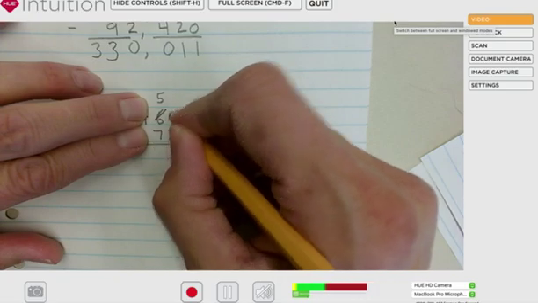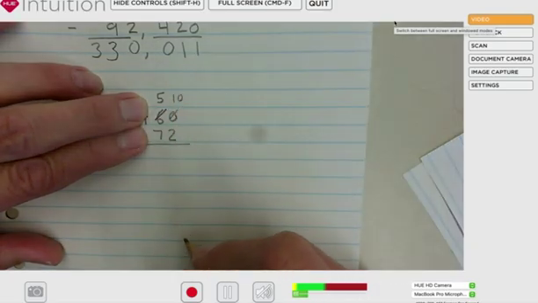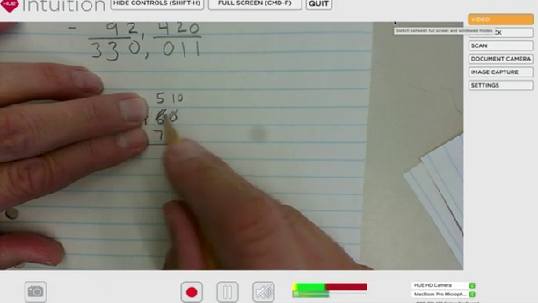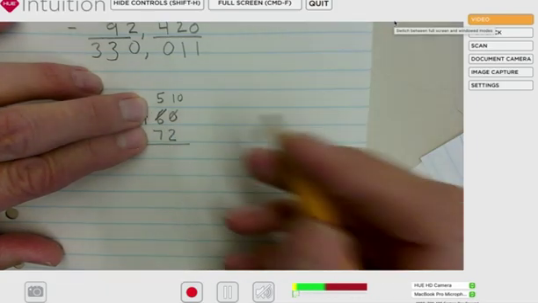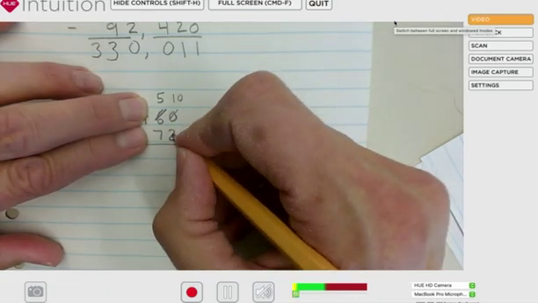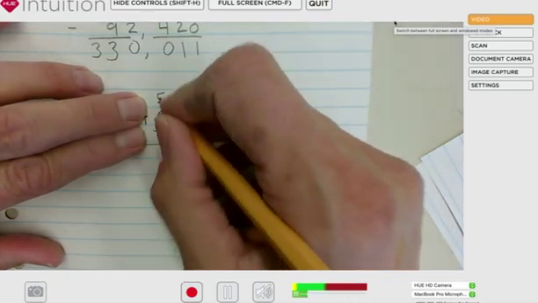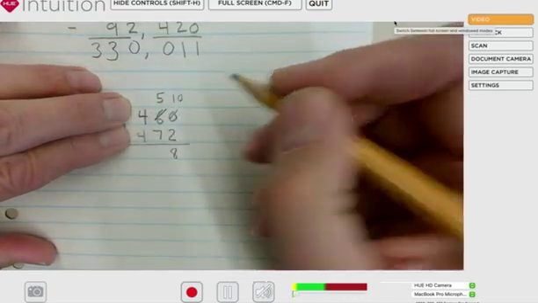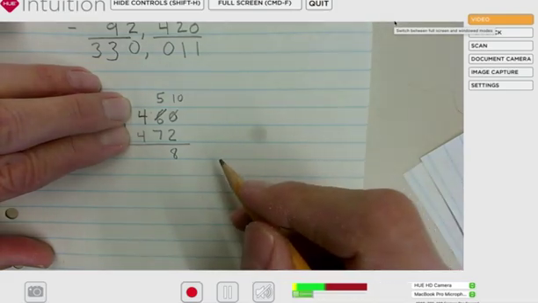1 ten equals 10 ones. That's why we do what we do. Take away 1, add 10. Okay? Now we can subtract. 10 minus 2 is 8. Uh-oh. Oh, boy. Yeah, this one's a little messy.